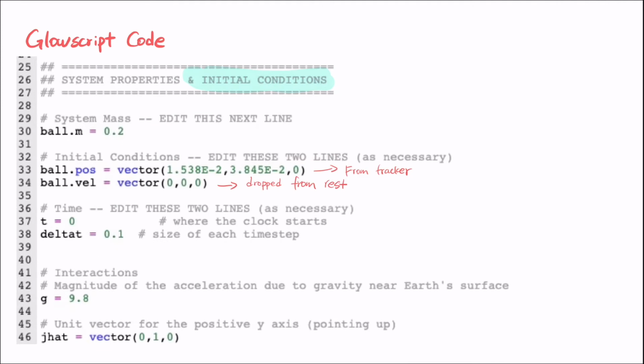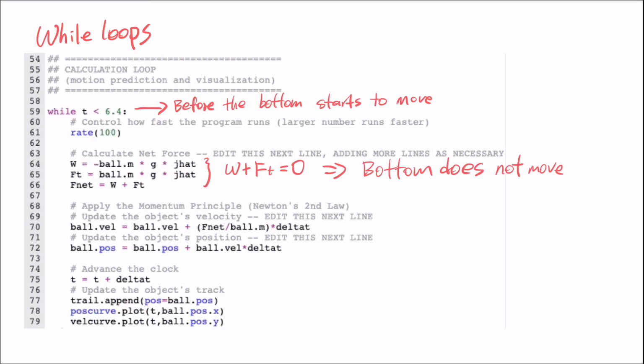Here's the VPython code for the model. I set the bulk mass to 0.2 and I get its position vector from Tracker, and its initial velocity is 0 since it is dropped from rest. And I use two while loops here. The first one is when t is 0 to 6.4 seconds, which is before the bottom starts to move.